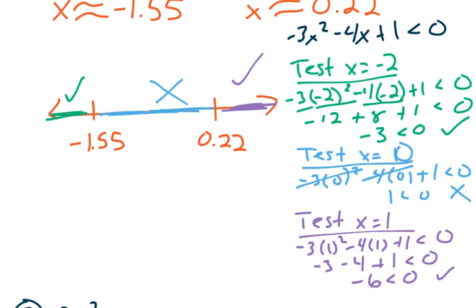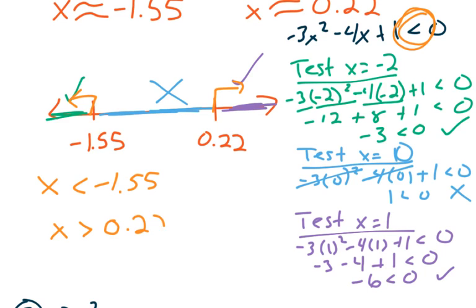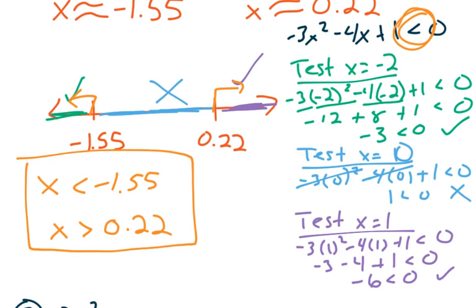Now this time we are going to the left of negative 1.55 and to the right of 0.22. So we're going to have 2 separate inequalities again. Our original inequality does not have the or equal to part, so our answers are not going to have or equal to. So we're going to have x is less than negative 1.55, and then we'll also have x is greater than 0.22. That would be your solution for example number 2.